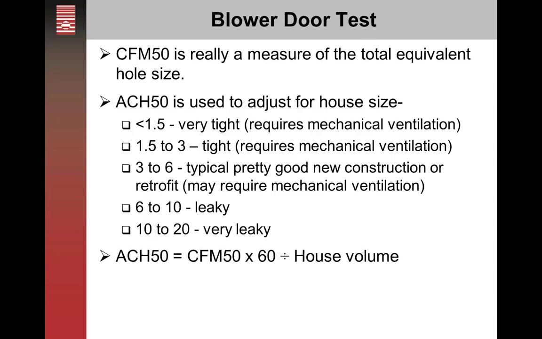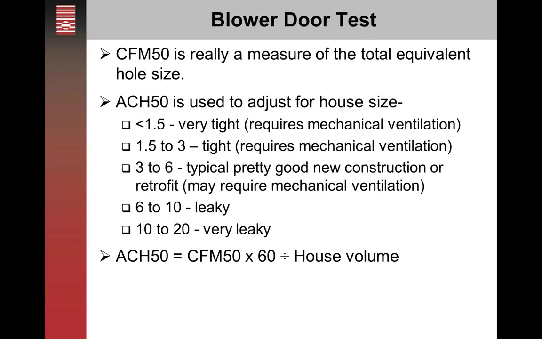We then go to 1.5 to 3. This is a tight house and also requires mechanical ventilation. You may still have one atmospherically vented appliance, but generally we don't want to have it there. 3 to 6 is typically pretty good construction, and depending on the size of the house and other factors such as how many bedrooms there are, how many occupants and things like that, it may indicate that you will require mechanical ventilation. Then we start getting into 6 to 10 air changes per hour, and then certainly 10 and above.